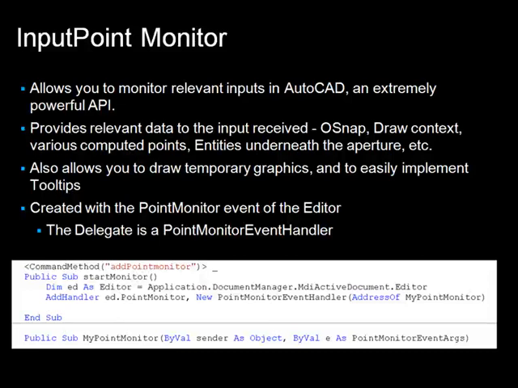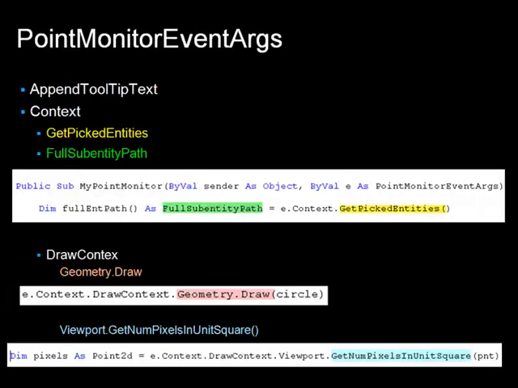Here is a command that adds a point monitor. Notice that it's created in a similar way to other events, such as the database events that were created in Lab 3. The PointMonitorEventArgs is passed into the PointMonitorEventHandler delegate. This parameter is what you need to use to append a tooltip to the cursor.